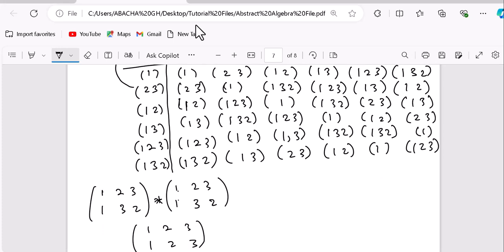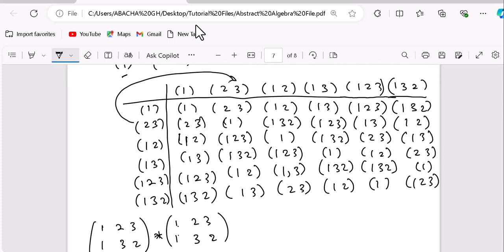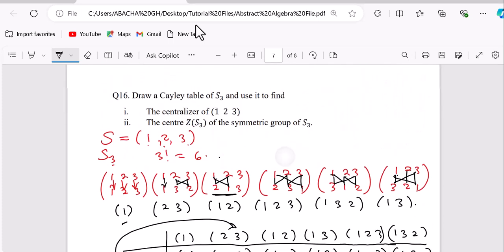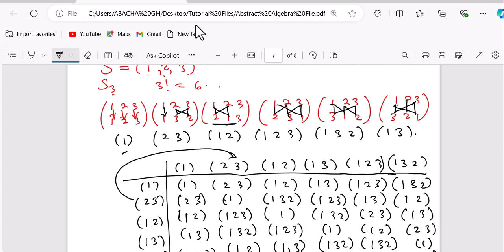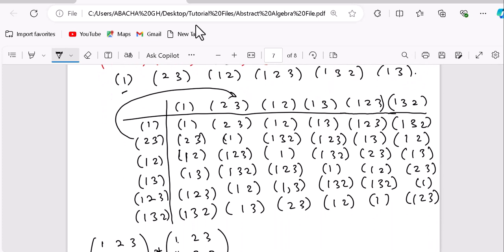Okay, so this is our complete Cayley table which we have formed, and we are expected to use this table to find some answers. And what are those answers? The centralizer of (1 2 3), and then the center Z(S3) of the symmetric group S3. So what do we mean by centralizer? Well, the centralizer is all the elements which commute with the particular element that is given.